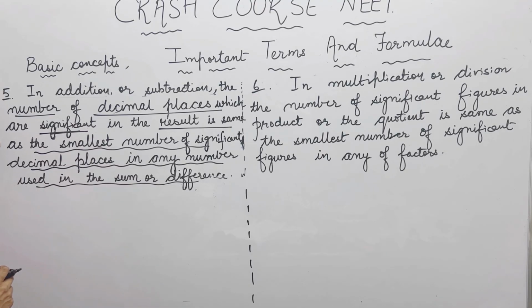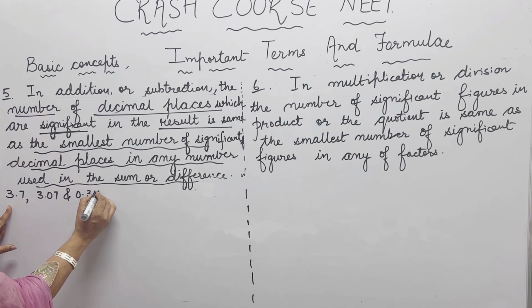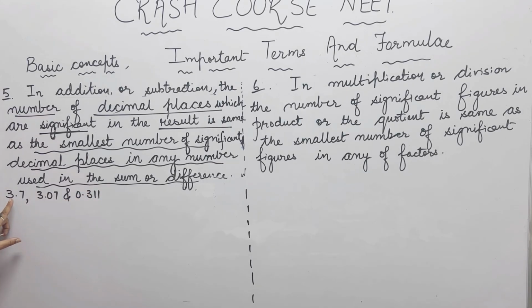I would like to make this point clear with an example. Suppose we need to add three numbers, say 3.7, 3.07 and 0.311. If you look at these numbers, we are clear about the accuracy after the decimal up to the first digit, 0.7, but don't know after that. Now in the second it is 0.07. So up to two places we know the accuracy, and in this case up to 3.